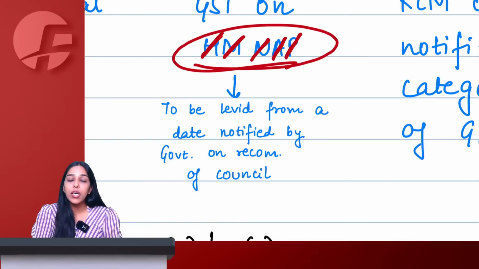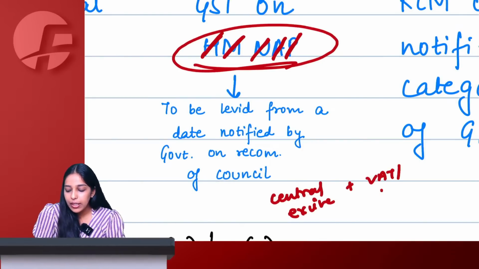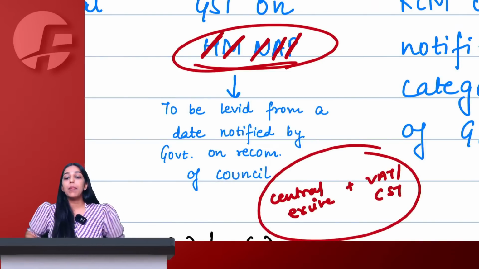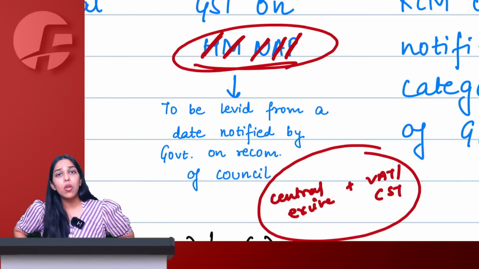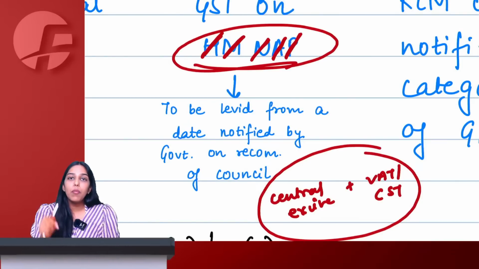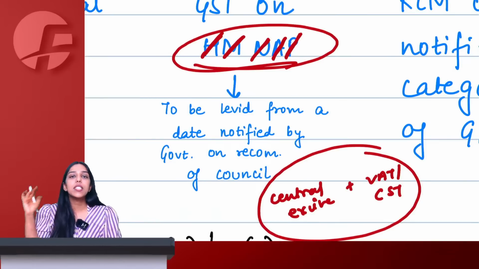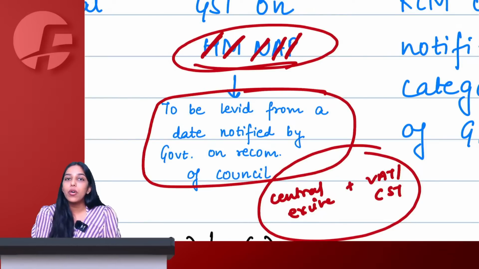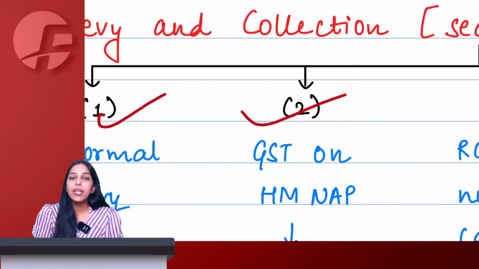On these 5 petroleum products, today also central excise and VAT CST is only applicable. GST is not applicable, but it is not permanent. Understand the difference. On alcohol, GST will never be applicable. But on high speed diesel, motor spirit, natural gas, aviation turbine fuel and petroleum crude, we are waiting for a date when the government is going to notify, on recommendation of the Council, that from today GST is applicable on these products also. This is all about 9.1 and 9.2.